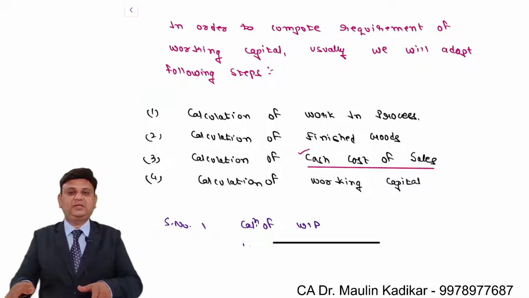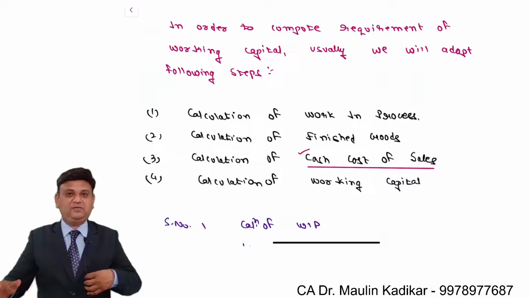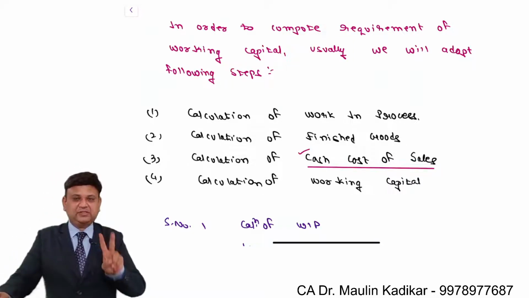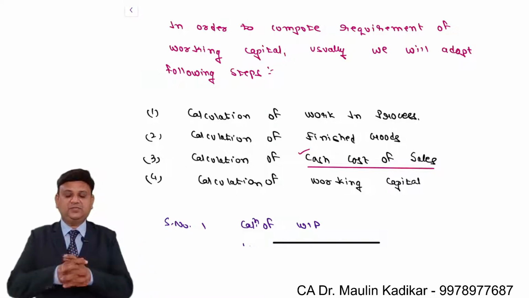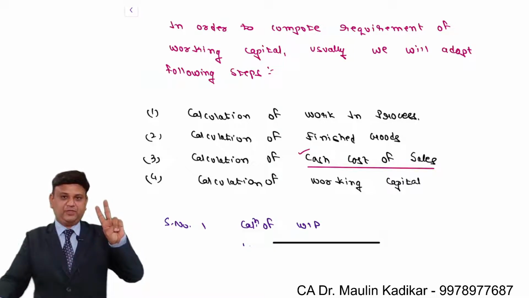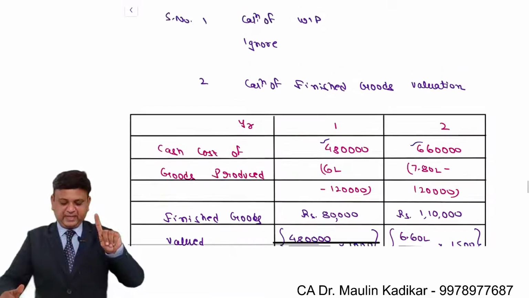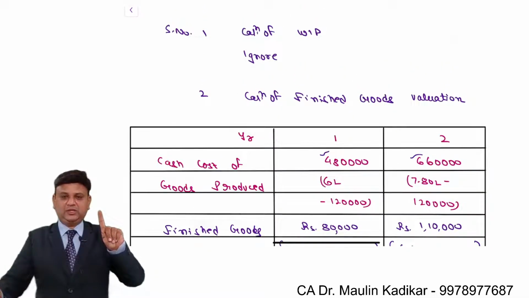So let us have a summary for the second part of the question, because the question is very lengthy, so we have split that. The summary of the first part is done. In the second part of the question, we are required to compute the working capital requirement, in which we understand there are four things to be done. First is calculation of the WIP, second is calculation of the finished goods, third is the cash cost of the sales, and fourth is working capital. Step number 1, ignore because it is not there.